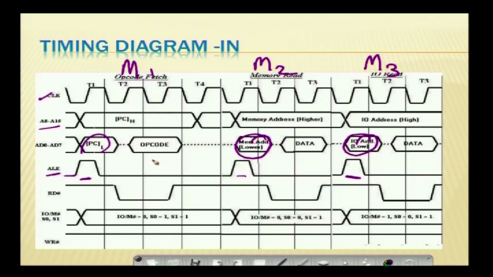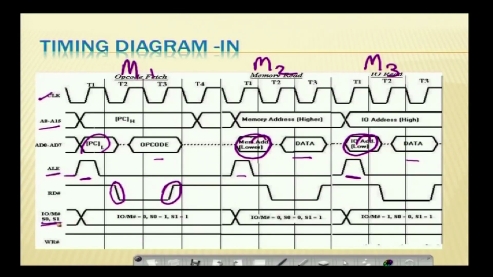So, in the M1 machine cycle the data line acts as the opcode, in M2 the port address is written, in the M3 cycle the actual value is stored. This is the read bar signal. The read bar signal always starts in part of T2 and lasts to part of T3. So, during this timing the read operation is performed. For all machine cycles it is always part of T2 to part of T3.